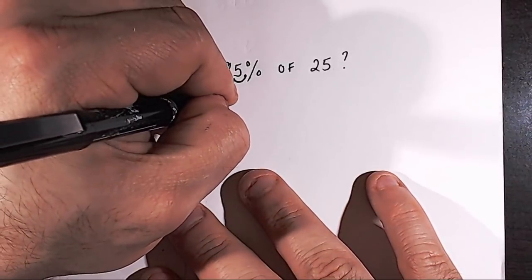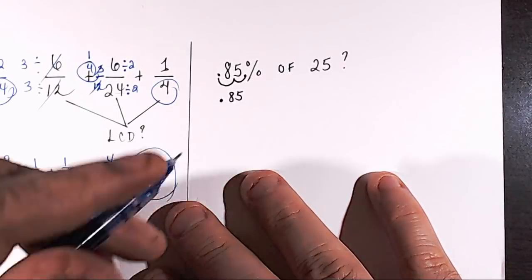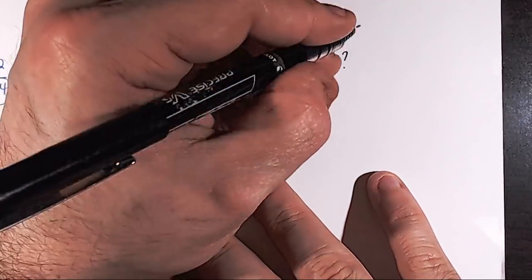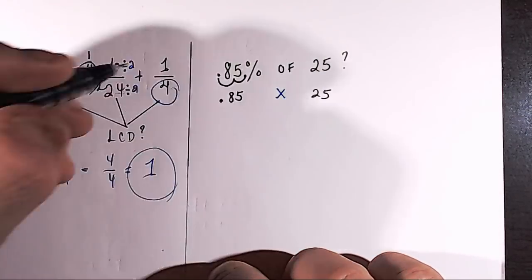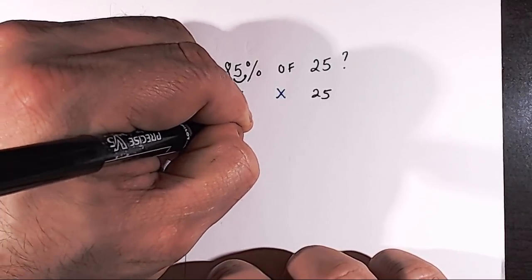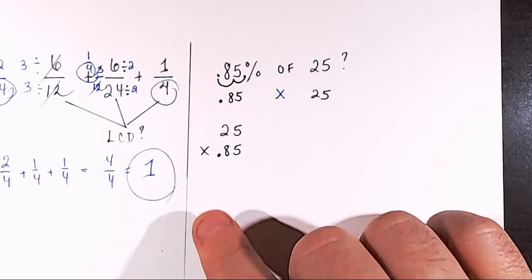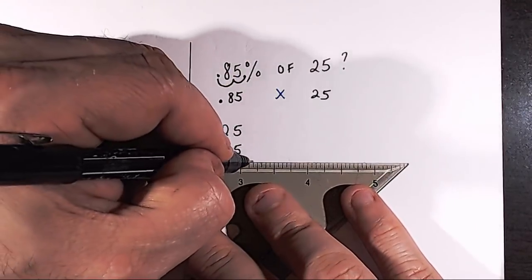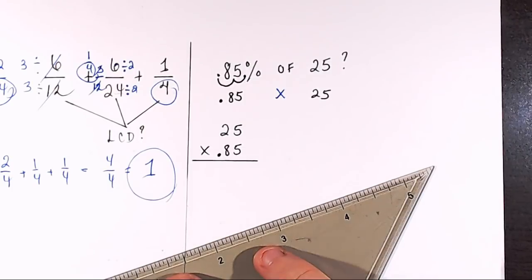So now I've got 0.85, and let's remember our math to English translator. Of means times. So 0.85 times 25. That's the product we need to do. So we can do 25 times 0.85. The only time the decimal will become important is at the end. Otherwise, we're going to multiply this exactly as if it was just your plain old multiplication.